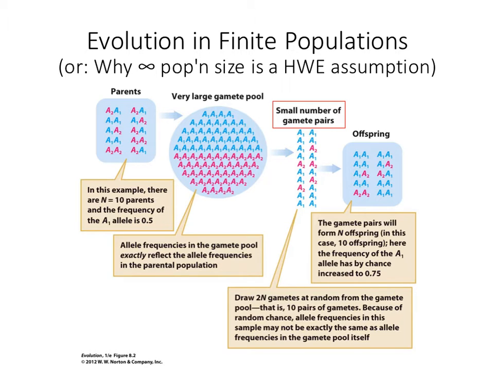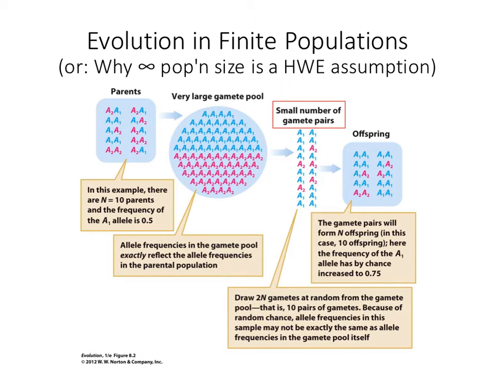And this is drawn out here in this figure from your book. You start with a population of 10 individuals. They're all diploids. So you have 20 alleles, allele 1 or allele 2. The allele frequency of each is 50%. You've got half A1s, half A2s.